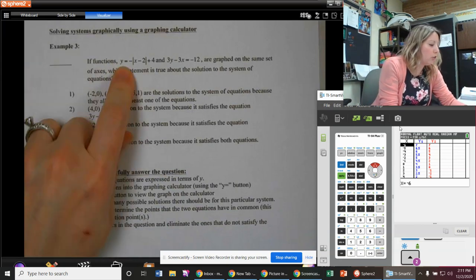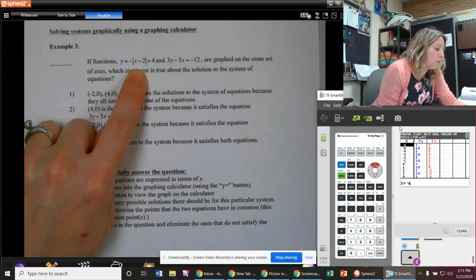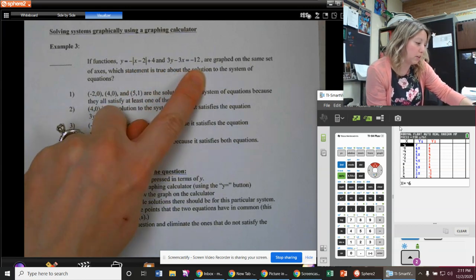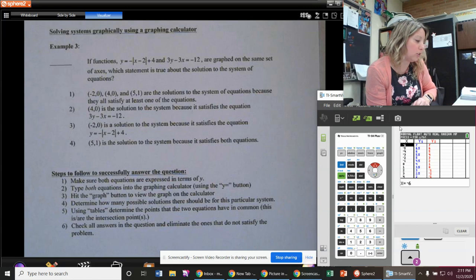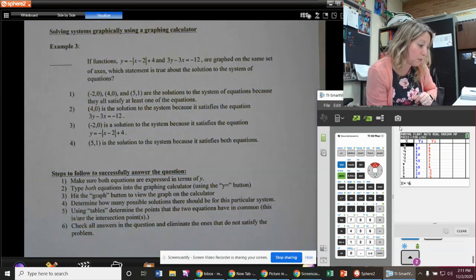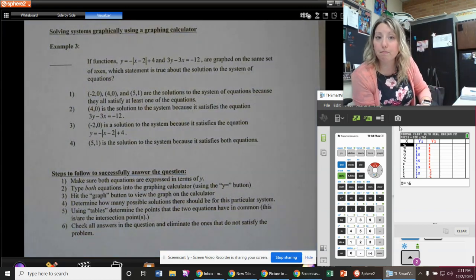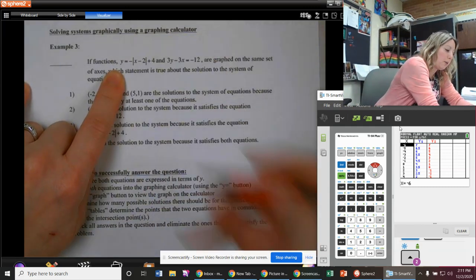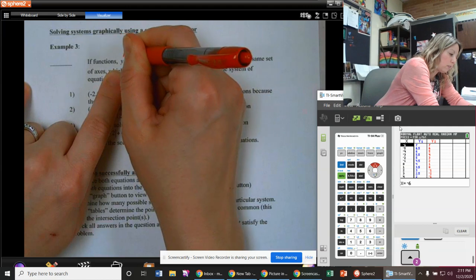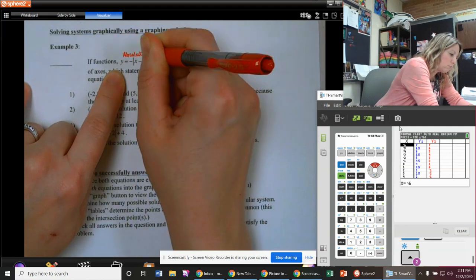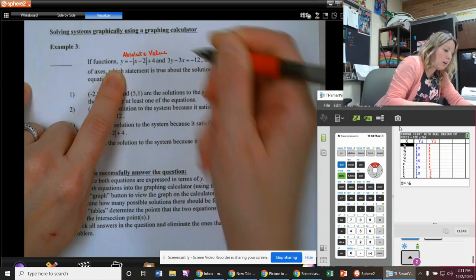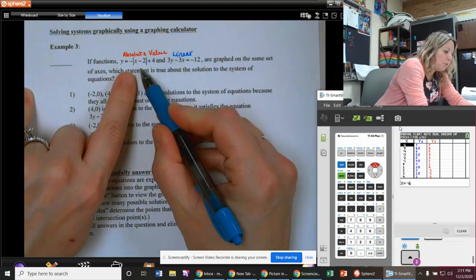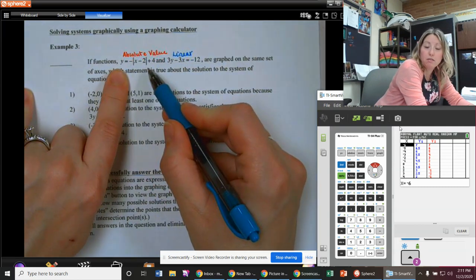So if functions y equals negative the absolute value of x minus 2, plus 4, and 3y minus 3x equals negative 12 are graphed on the same set of axes, which statement is true about the solution to the system? This is a former Regents question. Okay. So absolute value. Actually, I've been doing absolute value in red, so I'll continue to. And linear. So the absolute value is fine. That's what I can type in that form.